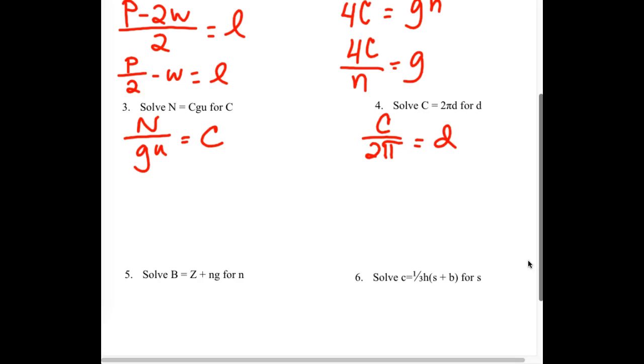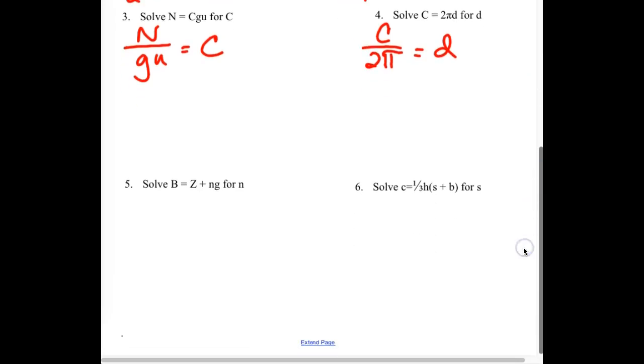Okay. Question 5. We're trying to solve for n. Now there's a couple things on the same side with n. There's a g that's being multiplied to n, and there's a z that's being added to it. How do we undo that? In what order would we undo that? Yes, subtract the z over first, and then we can divide the g out.